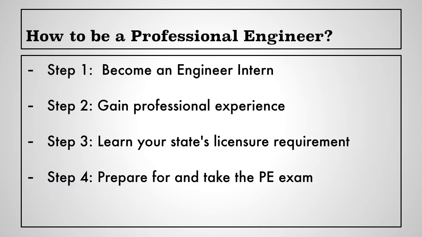How to be a professional engineer. Step 1. Become an engineer intern. If you are a graduate from an engineering program approved by your state's licensure board, you can become classified as an engineering intern or engineer in training by successfully completing the Fundamentals of Engineering exam. Achieving EI or EIT status signals that you have mastered the fundamental requirements and taken the first step toward earning your PE licensure.